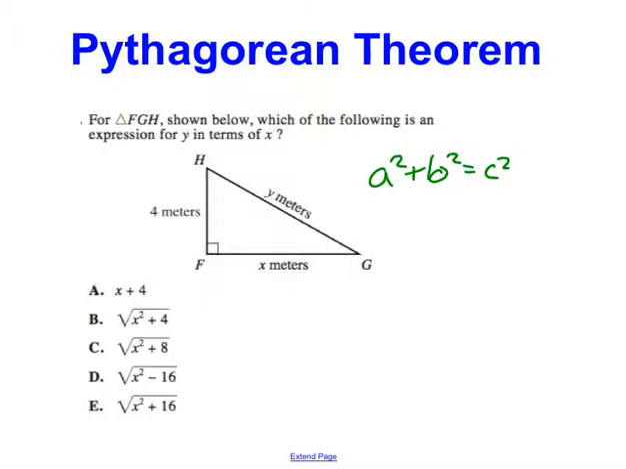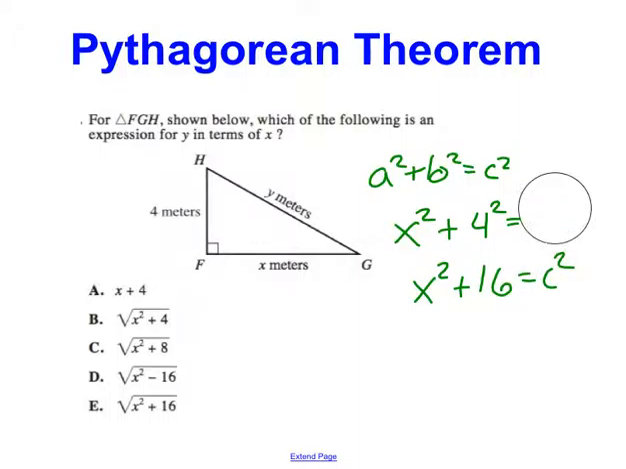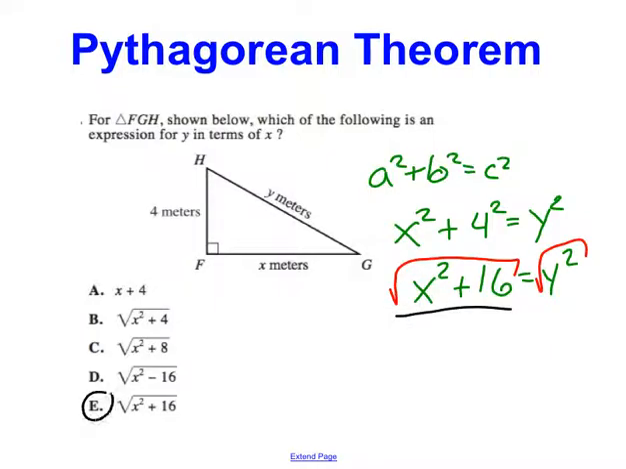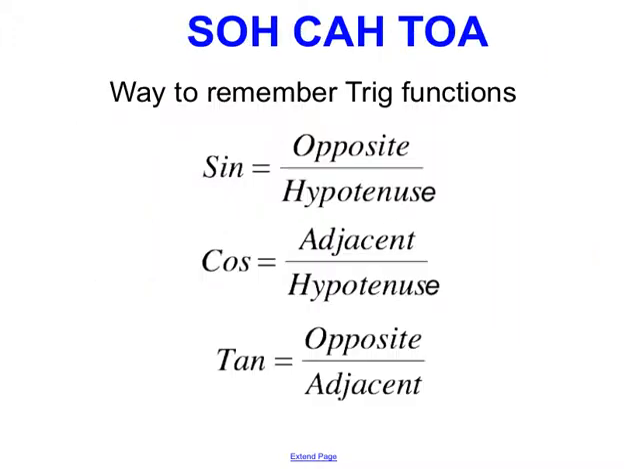So I'm going to say a is one of the legs, b is the other, so we'll say x is a and 4 is b. Setting that up, that's x squared plus 16 equals c squared. They asked about c. Now c is actually y. Since c is y and we're solving for y, I'm going to take the root of both sides, and that would give me just y. So my actual answer is E. So that's the Pythagorean theorem, which I know we all know pretty well.